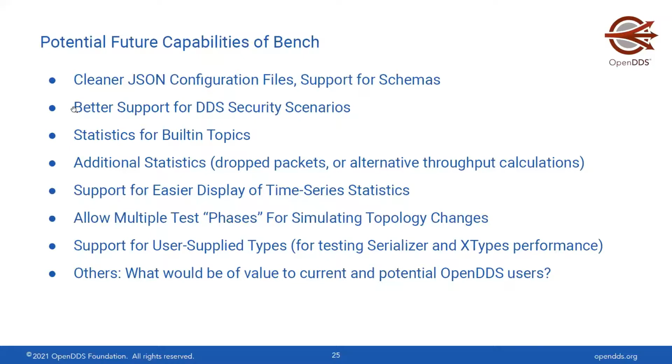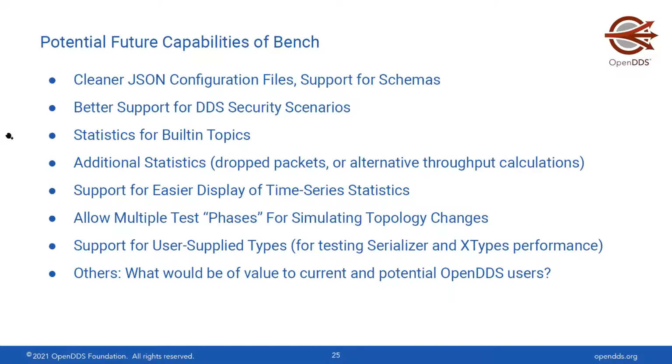We could add better support for the DDS security scenarios. So right now, security works with Bench, but all of the security artifacts have to be manually generated. So to make this a little saner for scalability testing, we could add support for the test controller to automatically generate the security artifacts needed. So the certificates and governance and things like that could be created or distributed by the test controller in a cleaner fashion.